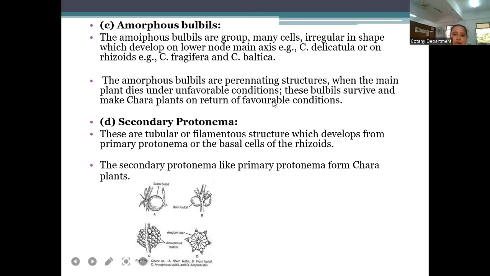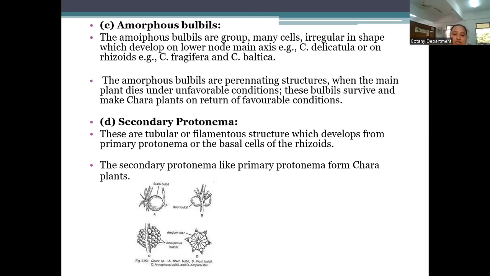Next, coming to the amorphous bulbils. An amorphous bulbil is a group of many cells, irregular in shape, developed from the lower node part on the main axis. Examples: Chara delicatula, Chara rhizoids, Chara fragifera, and Chara baltica. These are the examples for amorphous bulbils. You can observe that when unfavorable conditions are there, these bulbils survive and make a Chara plant again when favorable conditions return. This is the amorphous bulbil.